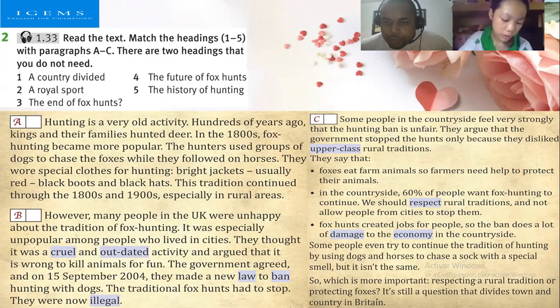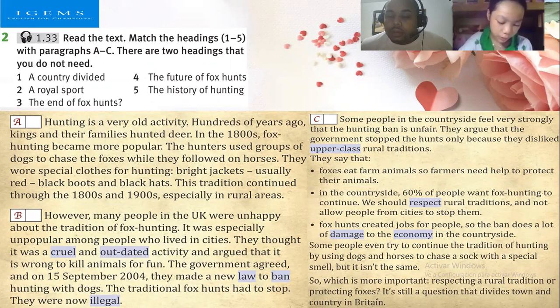60% of people want fox hunting to continue. We should continue. We should respect rural traditions and not allow people from cities to stop them. Fox hunts provide jobs for people, so the ban does a lot of damage to the economy in the countryside.